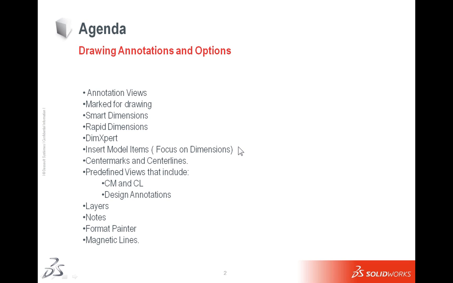A couple options I want to point out while inserting model items. Again, we're going to focus on inserting dimensions into the drawing side, but we're going to talk about placement and where some of that stuff comes from. I do want to quickly go over center marks and center lines and then talk about putting things together. We talked about views. How do I create predefined views that include center marks and center lines and my dimensions? Basically giving you a detailed drawing that you can go in and just do some basic cleanup on.